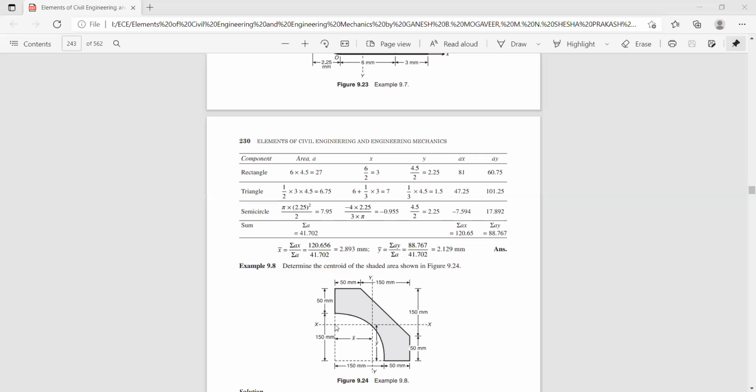Now x1, for this rectangle, is 150 millimeters measured with respect to the y-axis. Now x2, say this is the centroid of the quarter circle, and the centroidal distance of the quarter circle measured along the y-axis is 4r by 3 pi, that is 4 into 150 divided by 3 pi. And we want x3. The centroid of the triangle is somewhere here, and we need to find the x3 value. This is the triangle we have.